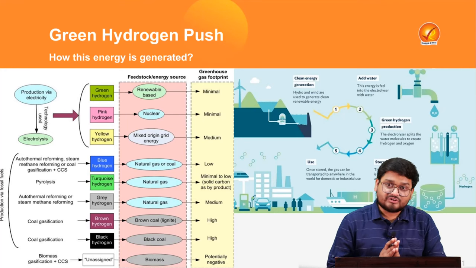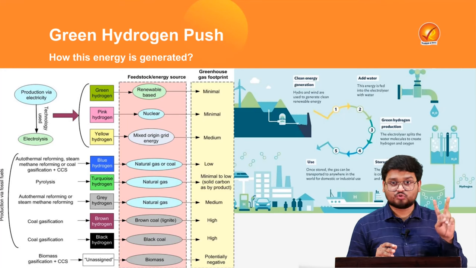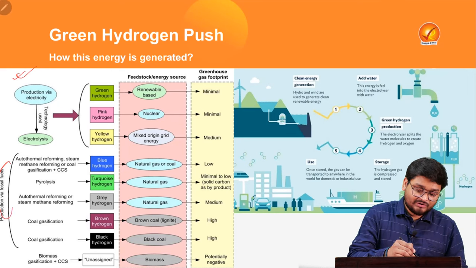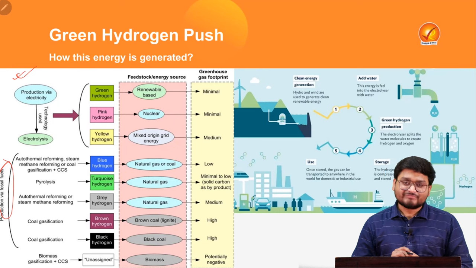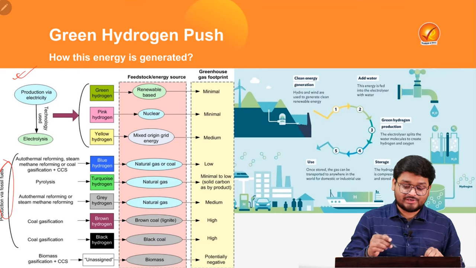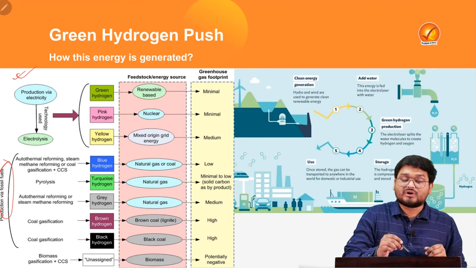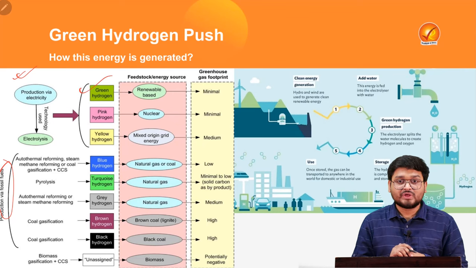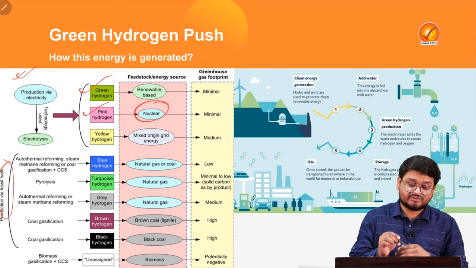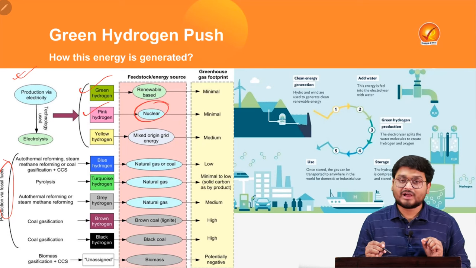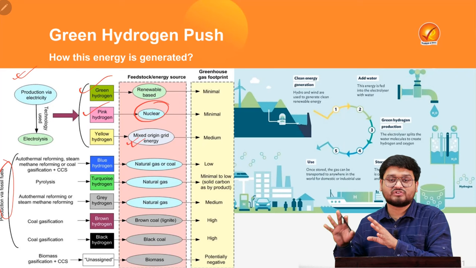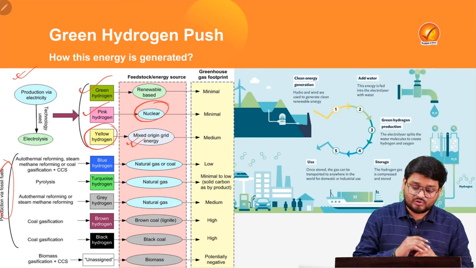Hydrogen can be generated in two ways: firstly, using non-fossil fuel, and then using fossil fuel. When we are not using fossil fuel, you can generate hydrogen using wind energy and solar energy. That kind of hydrogen is known as green hydrogen. When you generate hydrogen using nuclear energy, we know that as pink hydrogen. When we mix various non-fossil fuel sources, we have yellow hydrogen.